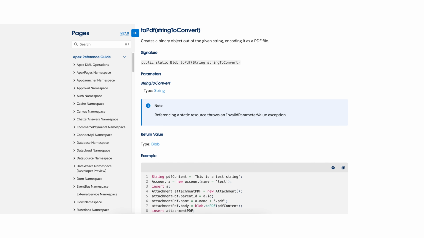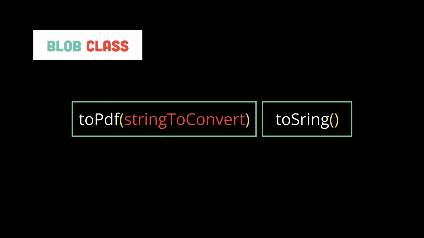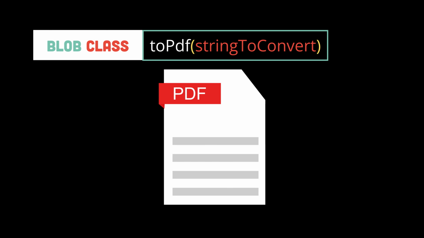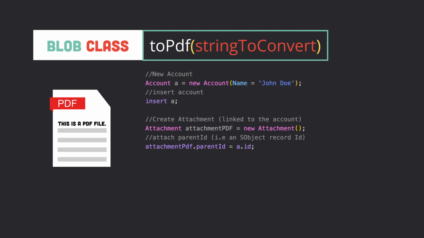Okay, so let's look at a few examples of the blob class, such as toPDF that accepts a stringToConvert parameter and a toString method. The toPDF method, as we know, is used to generate a PDF file that has some text in it. For example, we want to store a file as an attachment to an account. So we create an account and then use the attachment class to generate its new instance. We assign the parent ID to which the attachment needs to be linked. For us, it's the account ID.